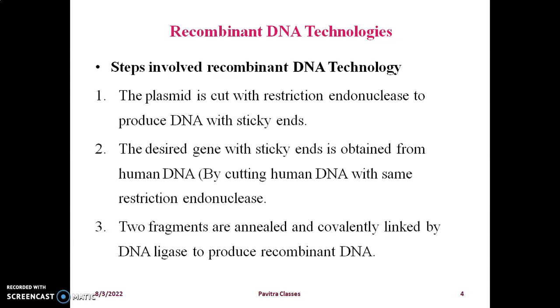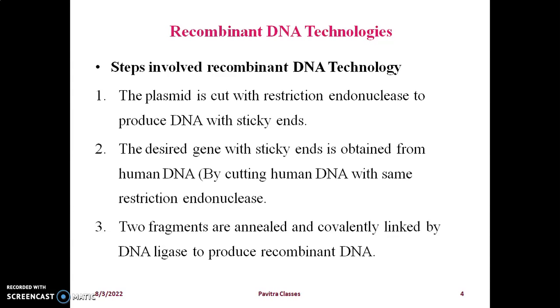So, the steps involved in recombinant DNA technology. First, the plasmid is cut with a restriction endonuclease. Restriction endonuclease is the enzyme used in cutting the DNA or plasmid. The exact cutting positions are called restriction sites, producing DNA with sticky ends. Two types of ends are there: one is the sticky end and one is the blunt end.